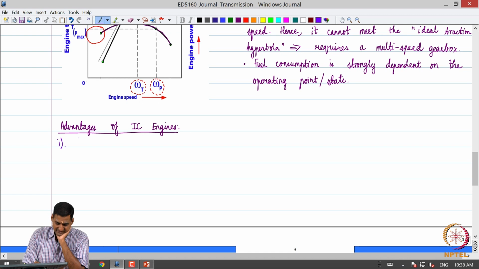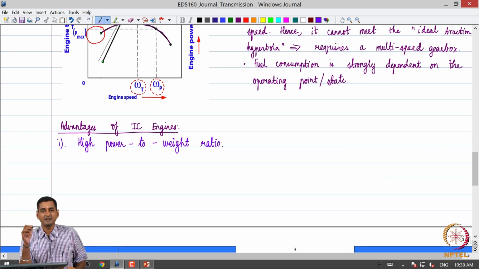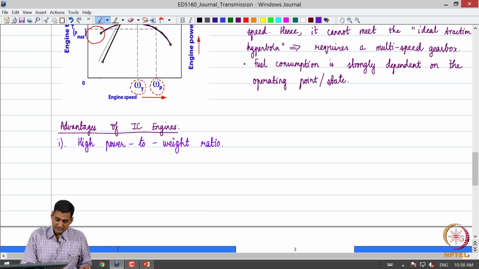So the first advantage is that the internal combustion engine has a high power to weight ratio. So that is a very important advantage. So in other words, if you want a particular power output from an internal combustion engine, the mass of the entire prime mover will be pretty low comparatively, okay, compared to other choices which are available. Okay, so that is a very good advantage of an internal combustion engine.